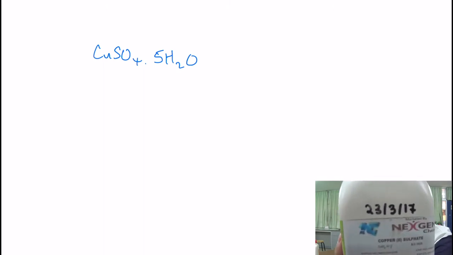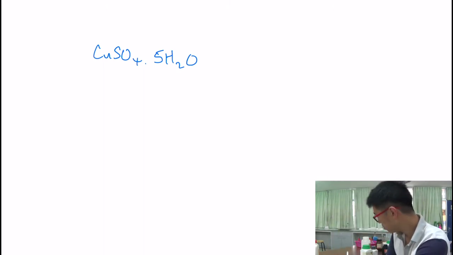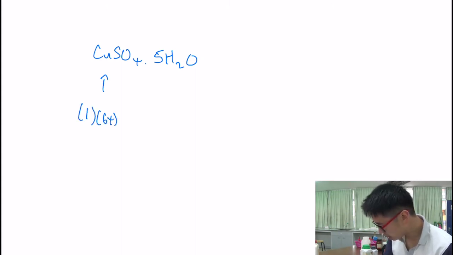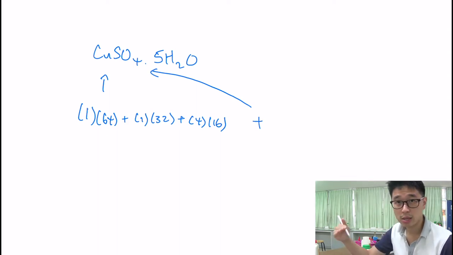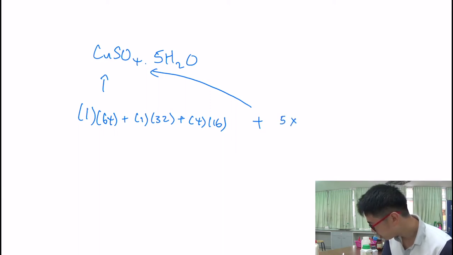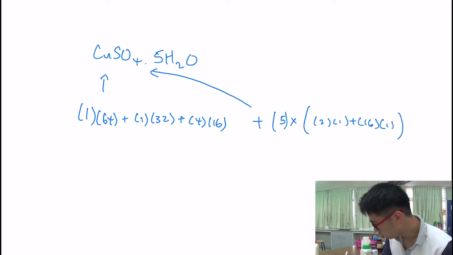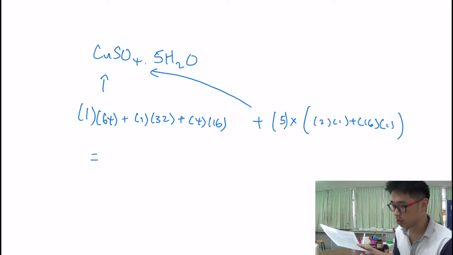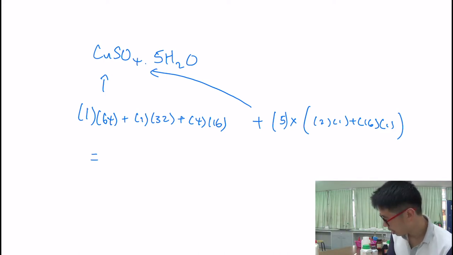So we have copper 2+, because it's copper(II) sulfate, so 1 copper, so 1 times 64 plus 1 times 32 for the sulfur, plus 4 times 16 for the oxygen. And then the dot simply means in the giant ionic lattice of copper(II) sulfate, which is an ionic compound, cations, anions, Cu2+, SO4 2-, I have 5 water of crystallization. So 5 times, 2 times 1 plus 16 times 1, the molecular mass of water, because 2 hydrogen and 1 oxygen atom is 18 or 18.0.